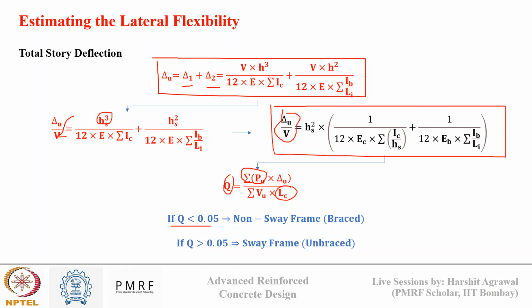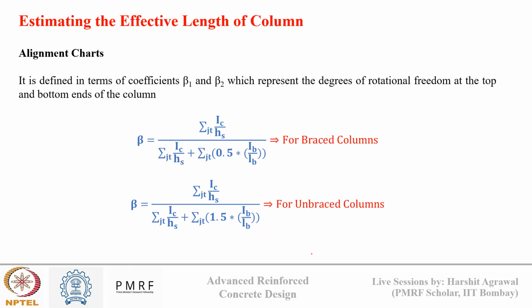If q is less than 0.05, we will say it is a non-sway frame. If it is greater than 0.05, we will say it is a sway frame. Once we know whether it is a sway frame or a non-sway frame, we will calculate the value of k.